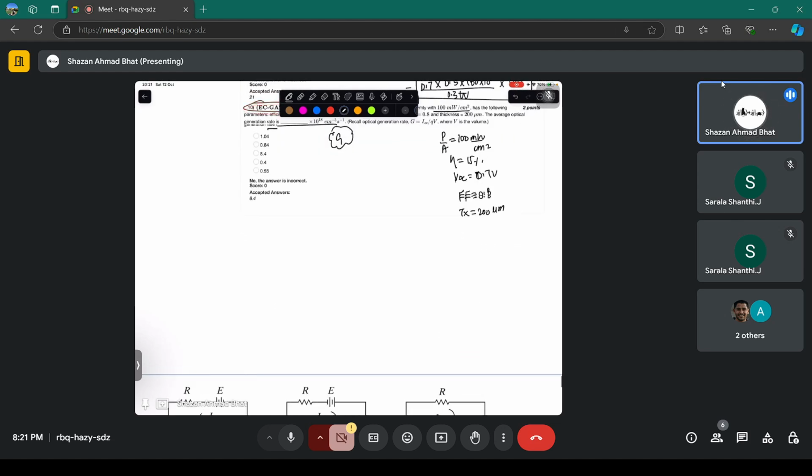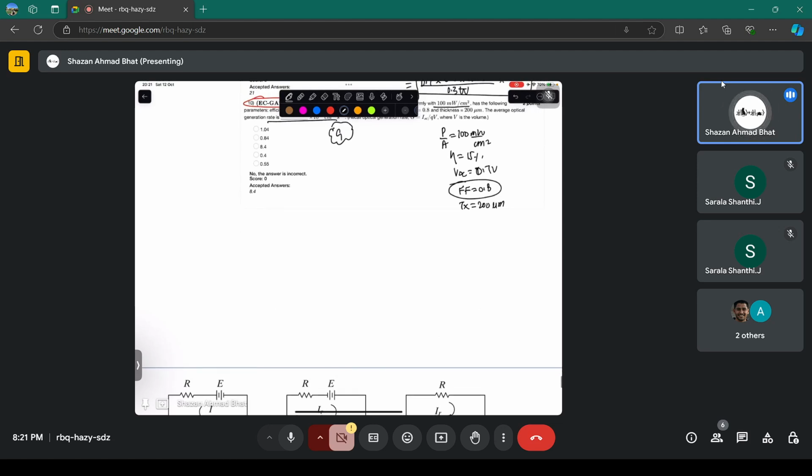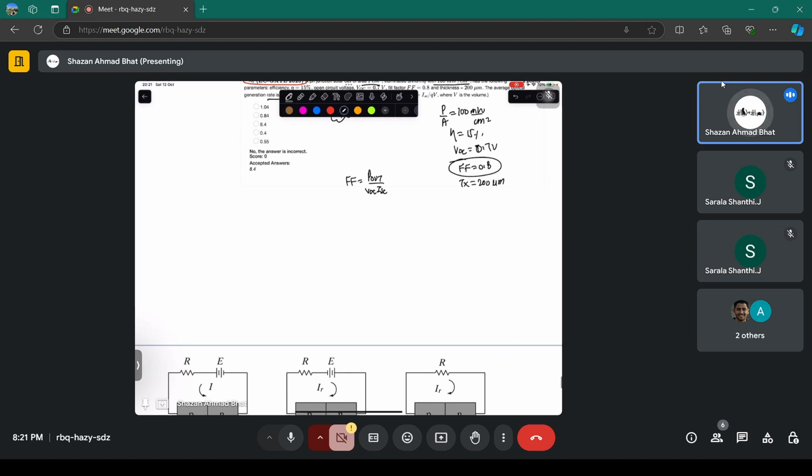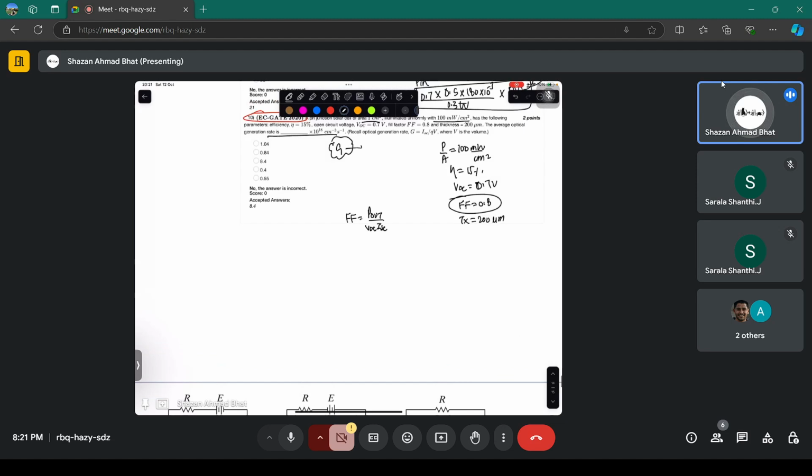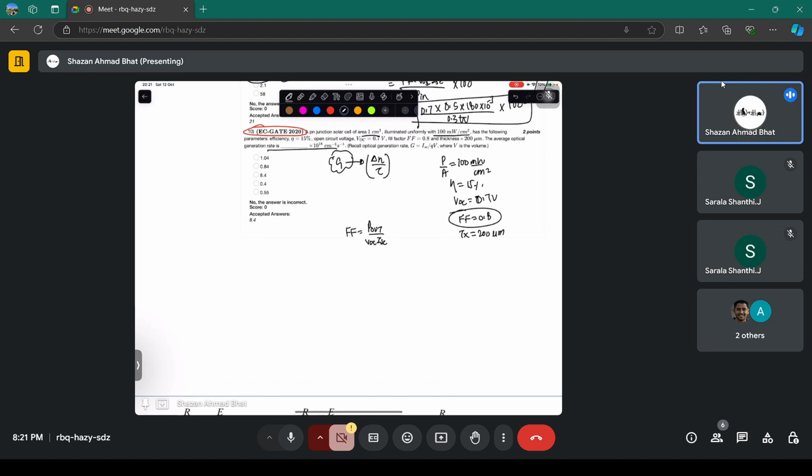Now let's talk about what information we have. Fill factor is output power divided by VOC times ISC. What do we need for the generation rate? Generation rate can be written as delta n divided by t, but you don't have any information about delta n and t. How are you going to compute it?